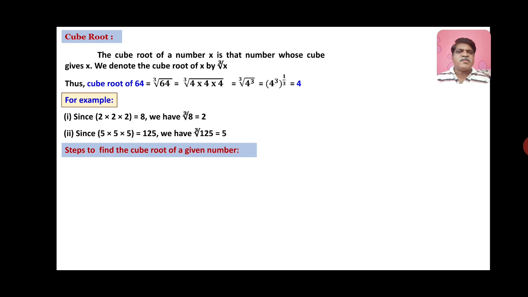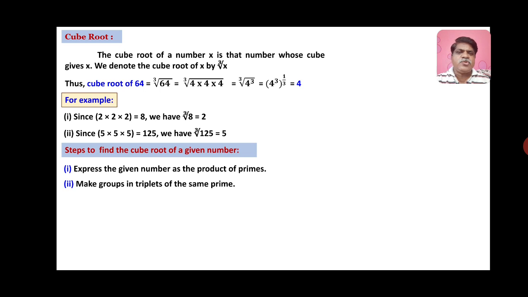Following are the important steps to find the cube root of a given number. First step is to express the given number as a product of its prime factors. Make groups of these triplets, that is groups of 3s, of the same prime number. Then find the product of these primes, choosing one from each triplet. That is nothing but your cube root.